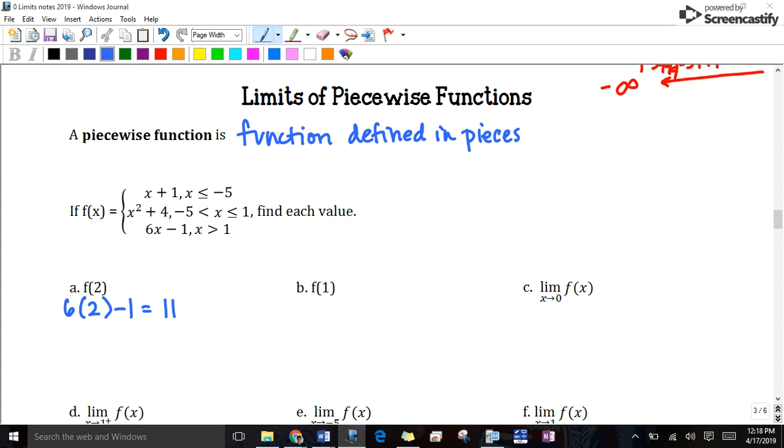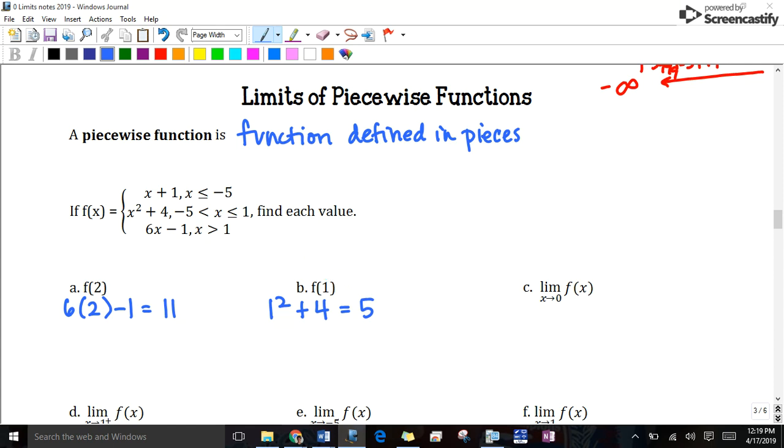How about f of 1? Now we can see the middle piece applies from -5 less than or equal to x less than or equal to 1. The biggest piece is x bigger than 1. Obviously, 1 is equal to 1, so we're only going to plug it into that middle one. So x squared plus 4, let's put in our 1. 1 squared plus 4. So f of 1 should be 5.